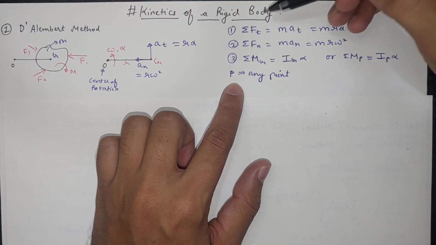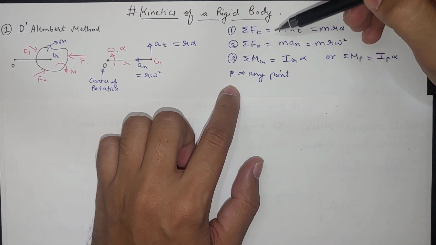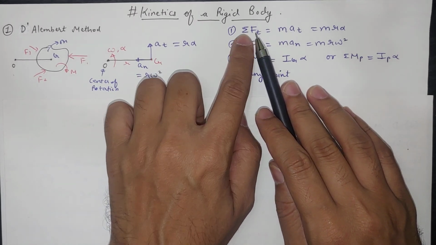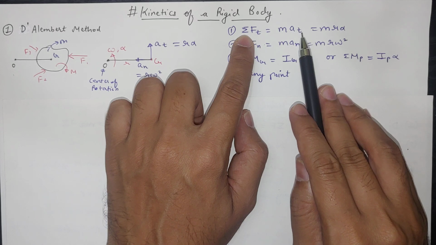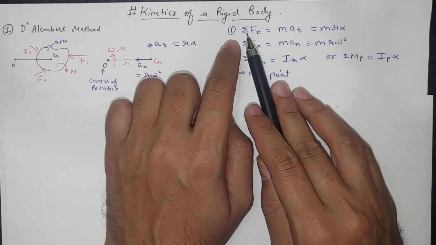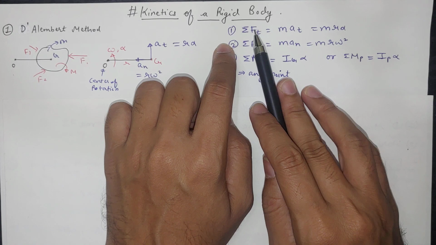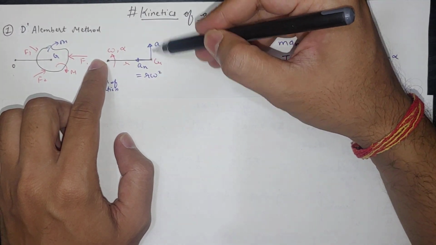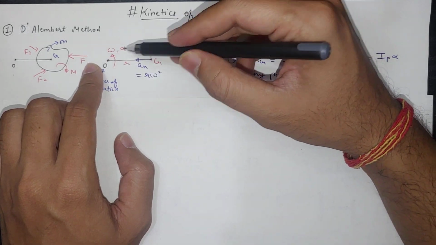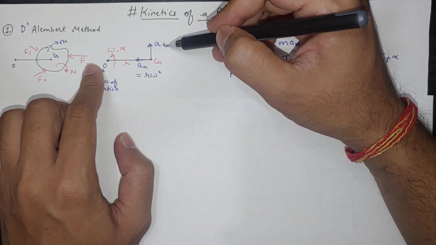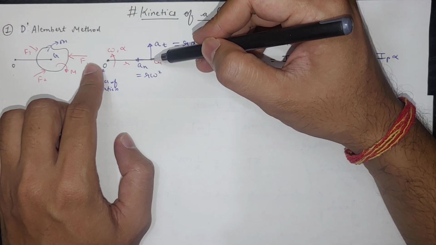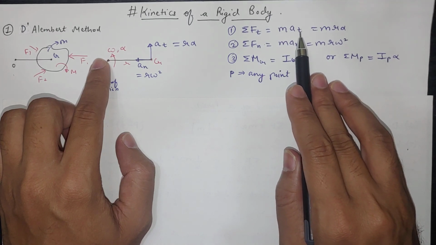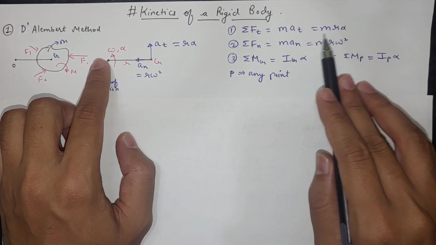Now we have to apply these equations. These equations are similar to those of the particle, but here we have the tangential and normal directions separately. In tangential direction, mass into a tangential, so m into r alpha. Summation of F tangential means summation of all the forces in the tangential direction, tangential to this OG. All the forces acting on this body in the direction of a tangential we take as positive, and in the opposite direction we take as negative. So summation of all the forces in tangential direction equals mass times a tangential, which is m r alpha. So here we have one equation.